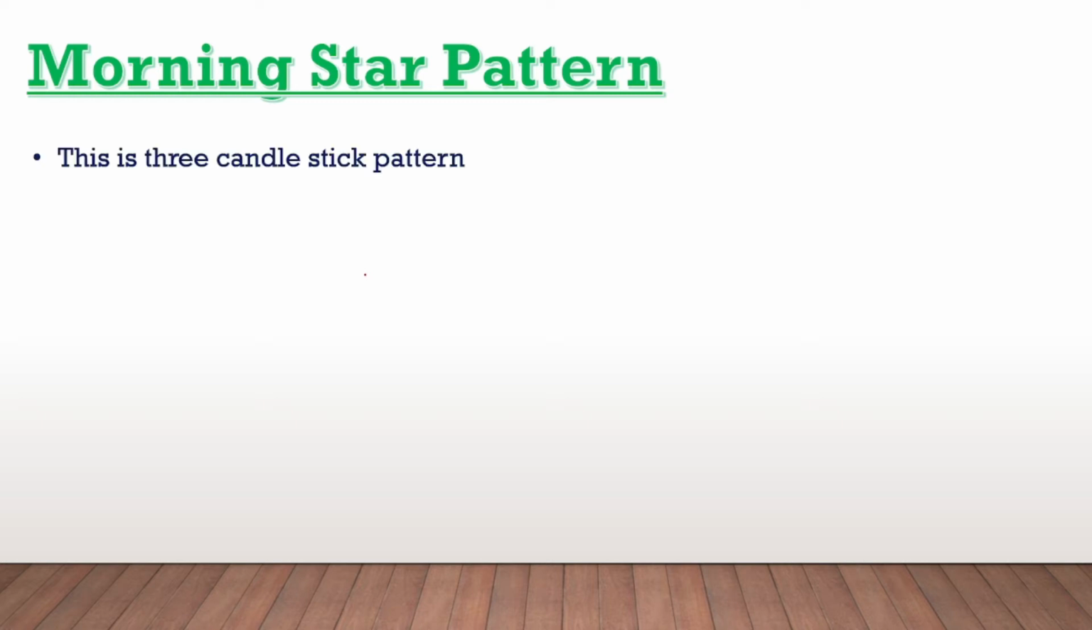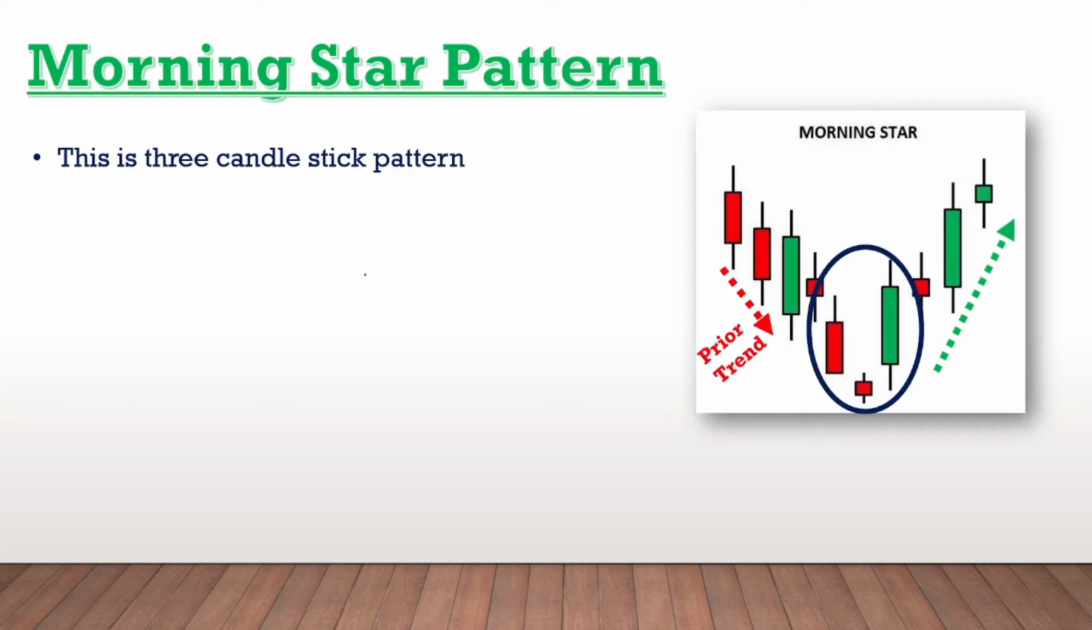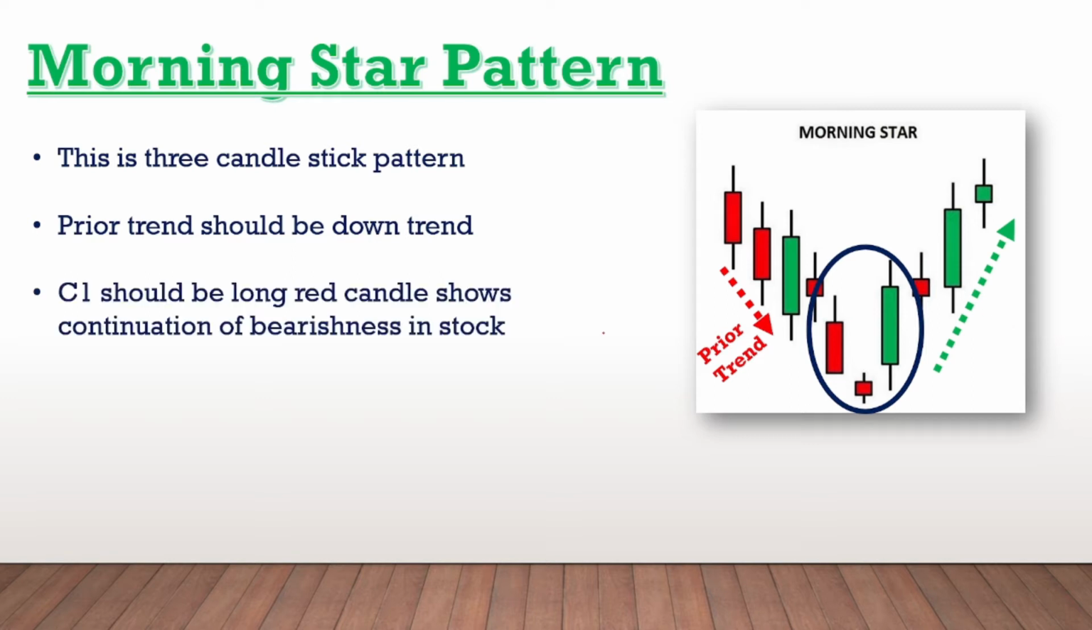To form a morning star pattern, it needs three candlesticks. This pattern evolves in three trading sessions, and here you can see how a morning star pattern looks. Let us try to understand this in detail. To satisfy a morning star pattern, the prior trend should be a downtrend. It has three candles, as we have discussed. You can clearly see that this is candle C1, the center one is candle C2, and this is candle C3.